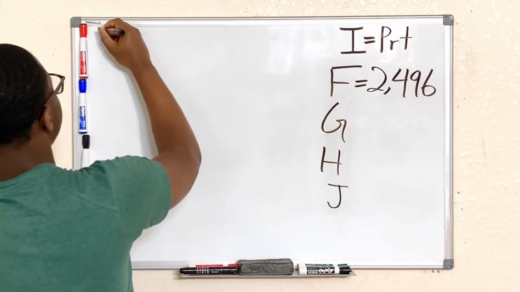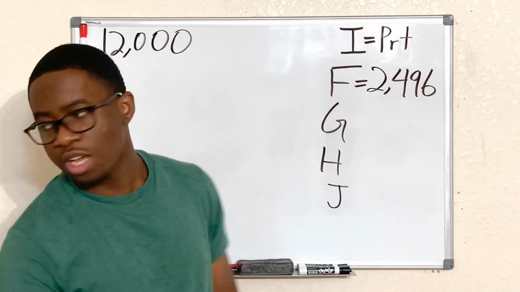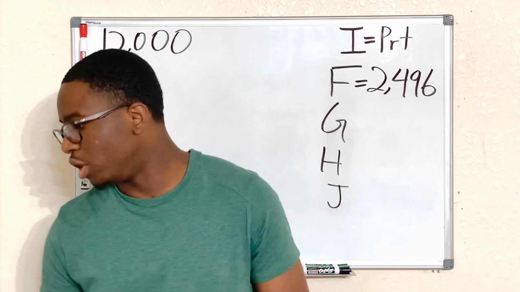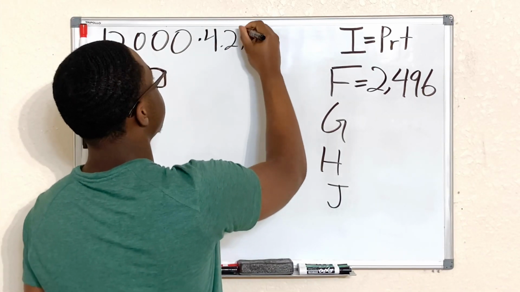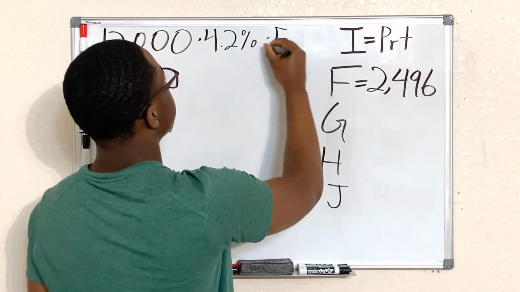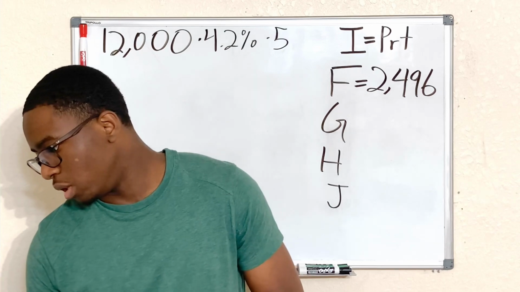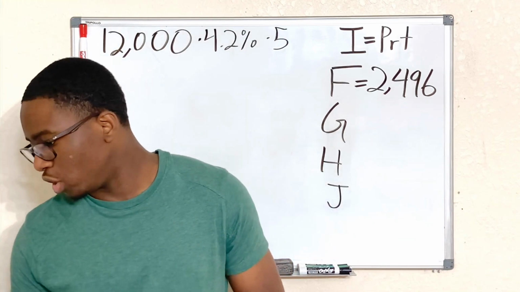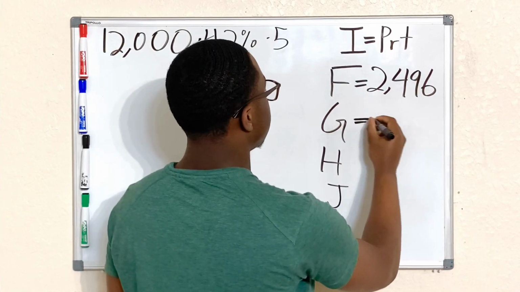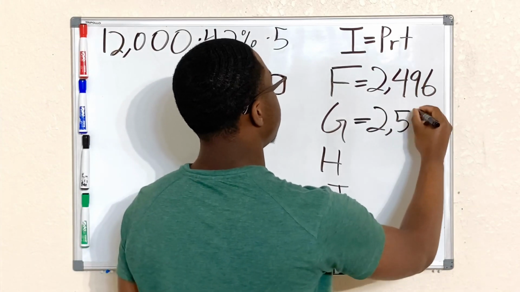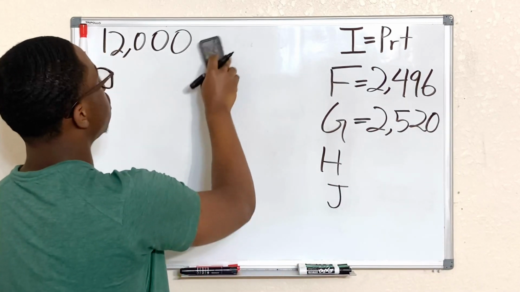So again, we're going to take 12,000, and answer choice G gives us 4.2% annual interest for 5 years. So times 4.2% for 5 years. And multiplying that, all together that is going to get us 2,520. It's going to be equal to 2,520.